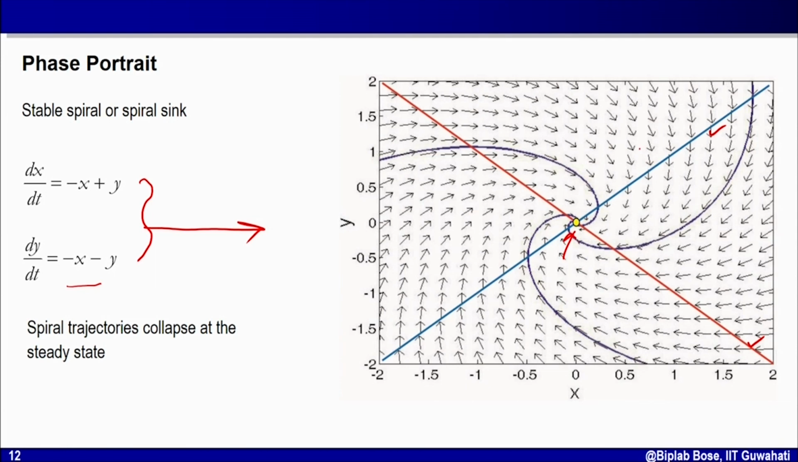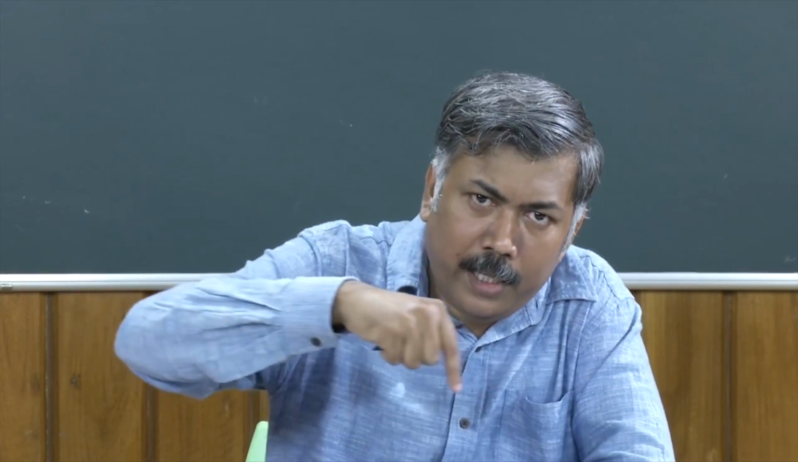If you start from anywhere on this phase plot, the arrows tell you that you will follow this path and collapse at the steady state. If you start from here, you will follow this path and collapse at the steady state. And notice the paths: these paths are spiral type. So if you start from a particular position on the phase plane, you move in a spiral and then the system collapses at the steady state.